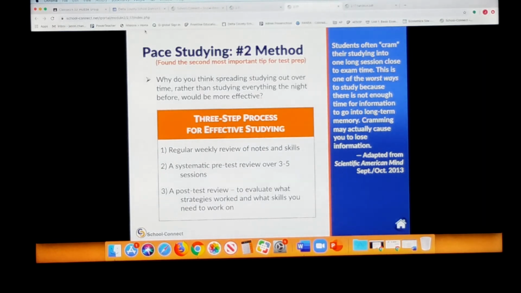Cramming may actually cause you to lose information. A more effective three-step process would be to regularly review your notes and skills from your classes, then give a systematic pre-test review over 3 to 5 sessions, and then a post-test review to evaluate what strategies you worked on and what skills you need to work on. One thing that we can all do better is to look at our results when we take a test, even in my class where I let kids retake stuff most of the time.